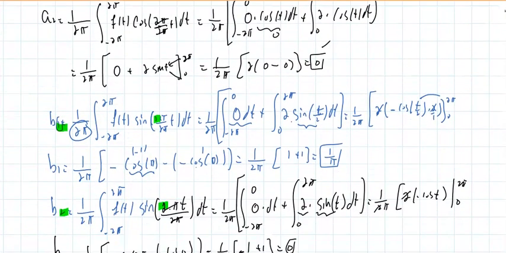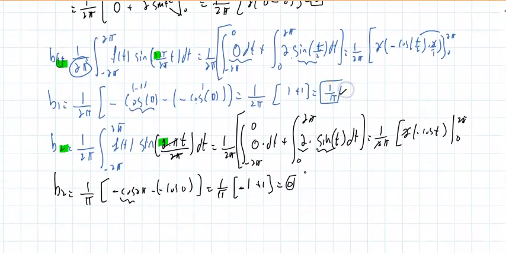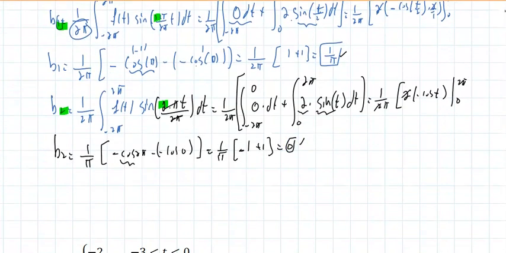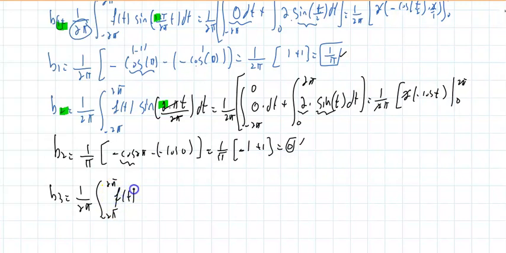And all the b sub n's, this is 1 over pi, this is 0. Now, if I go for b sub 3, b sub 3 is 1 over 2 pi times the integral from negative 2 pi to 2 pi of f of t times the sine of 3 times pi over 2 pi, dt.